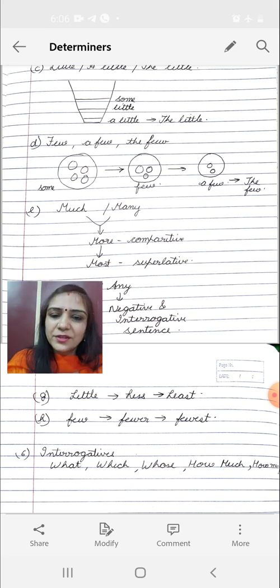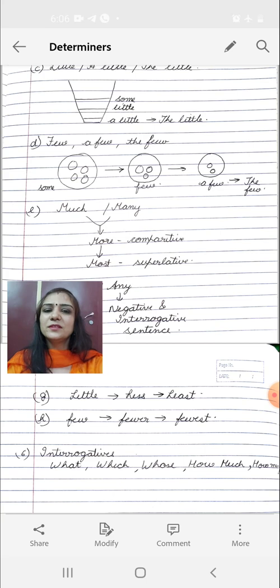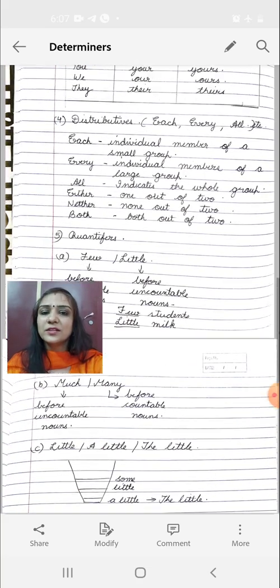Now the last category of determiners is interrogatives. Like we have words like what, which, whose, how much. These words I need not tell you, because from these many years of practice, we have understood all these interrogatives, like which house, whose house, how much money. So we already know how we have to use all these interrogatives. So I think after this video, all the determiners are very clear to us. Determiners in case of articles, possessives, then demonstratives, then in case of distributives and all. These we have understood very well.